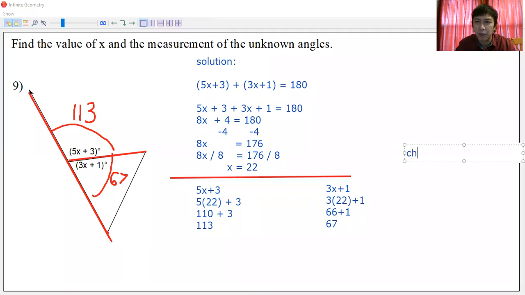You can always check your answer and verify. Get the first angle 113, and then we add 67, and that should be 180 degrees. So this is actually the right answer. That goes to our number 9. All units are in degrees, angular measure. Let's continue with number 10.